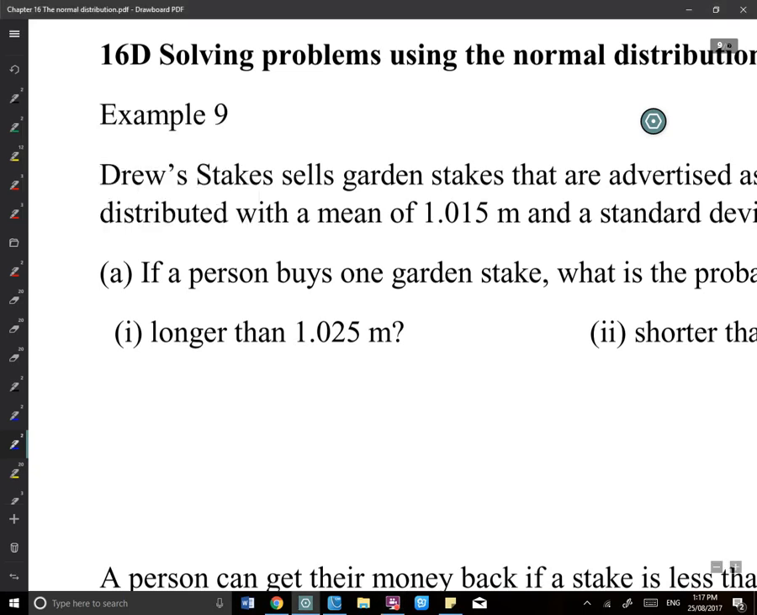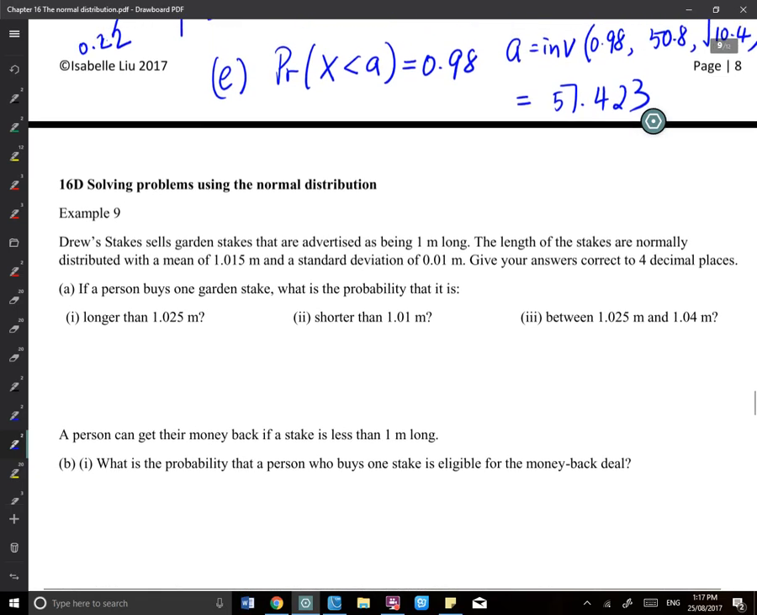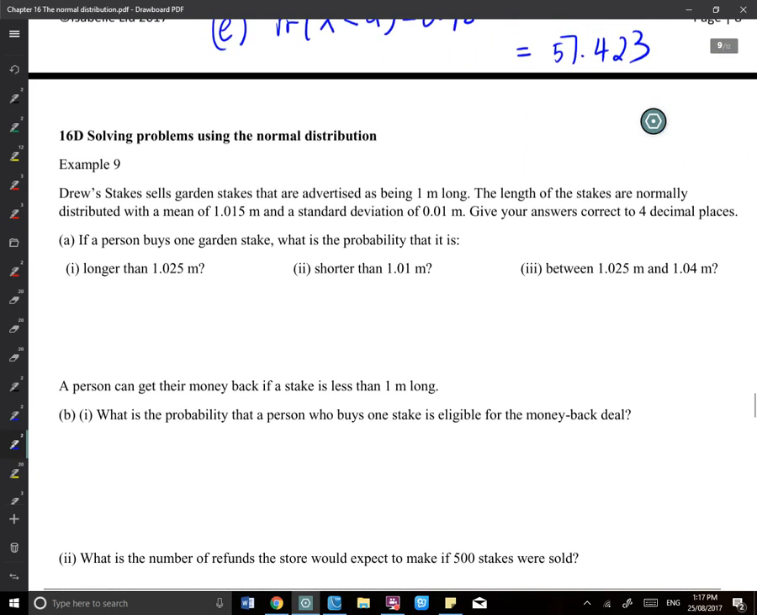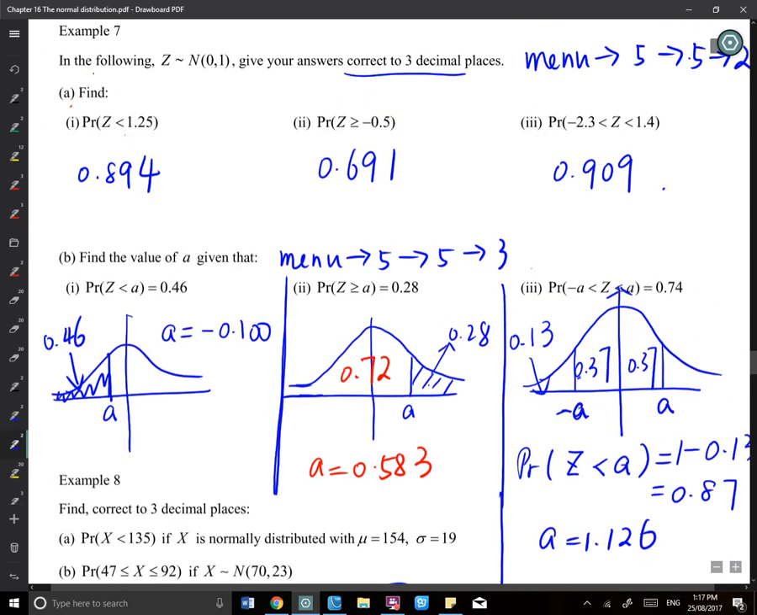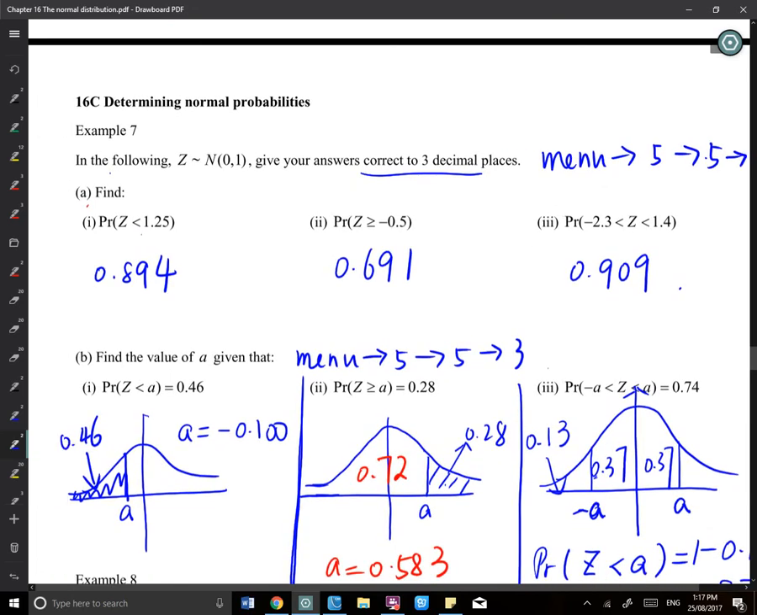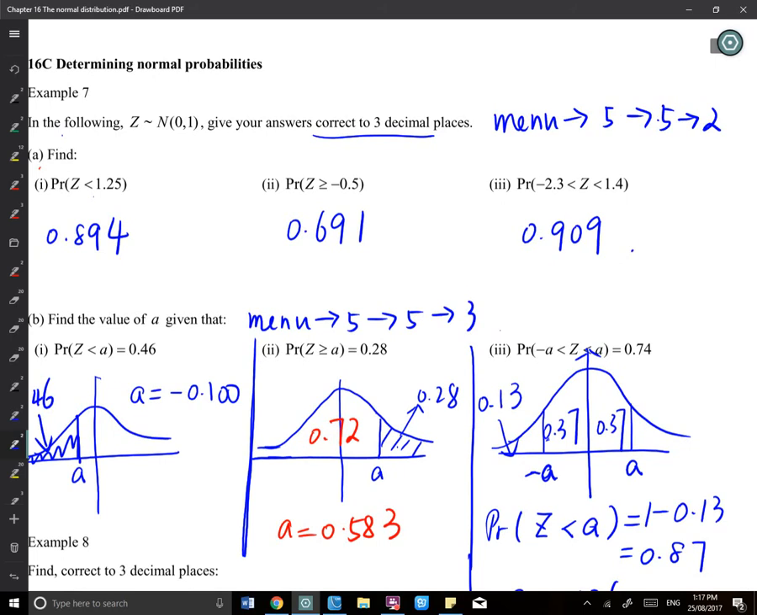So in exercise D, it's just like using all the knowledge we learned before to do the application question. So just have a think again what we have done yesterday. Yesterday we did two things basically. The first thing is giving you the mean, giving you the standard deviation. How do you find the probability? The answer is using the calculator, that's in menu 552.